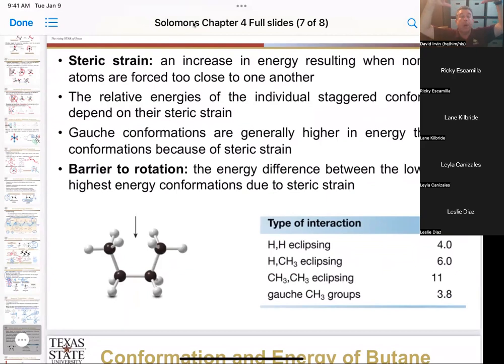The methyl groups are bigger than hydrogens because they have three other hydrogens associated with them. They still have that electron-electron repulsion. So that means they're going to stretch that bond out and give strain to the system. We call that steric strain, steric meaning that they're close to each other, meaning electron-electron repulsion.